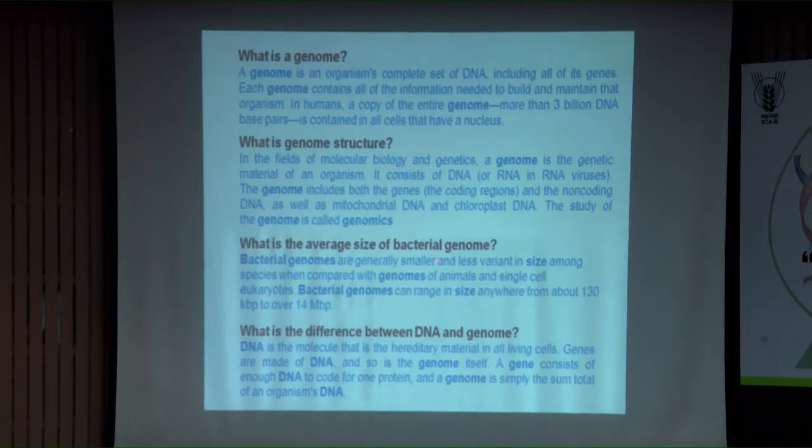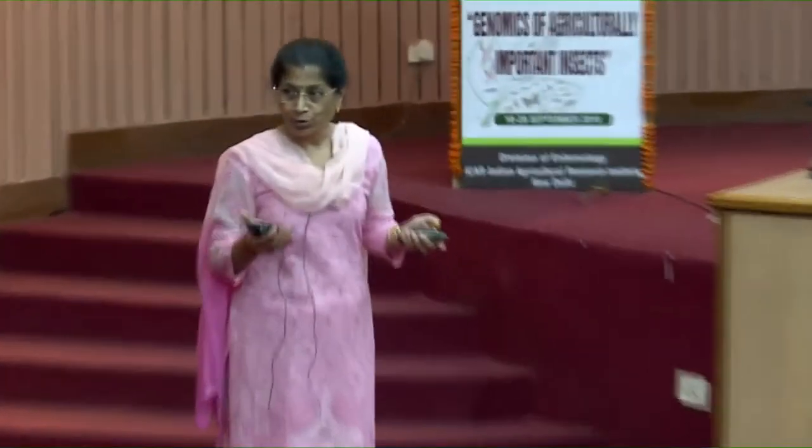What is the average size of a bacterial genome? Bacterial genomes are generally smaller and less variant in size among species when compared with genomes of animals and single cell eukaryotes. Bacterial genomes can range in size anywhere from 130 kilobases to over 14 megabases. So it's a huge variation in bacterial genomes, and any eukaryotic genome is much, much bigger than a prokaryotic genome.